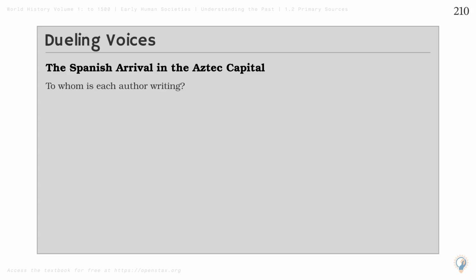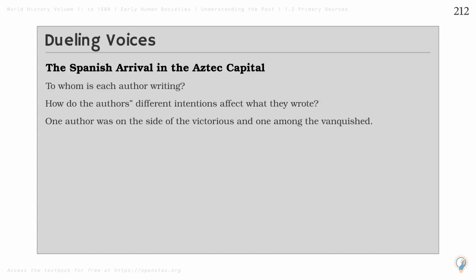To whom is each author writing? How do the author's different intentions affect what they wrote? One author was on the side of the victorious and one among the vanquished. How does this context affect the tone of the writing?